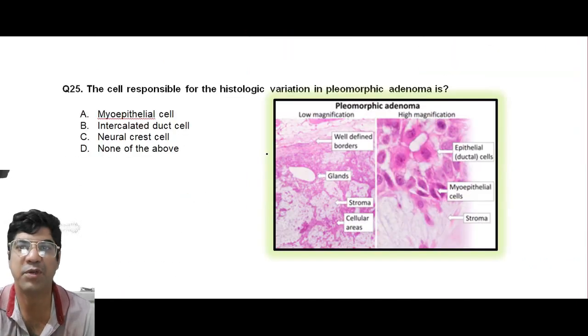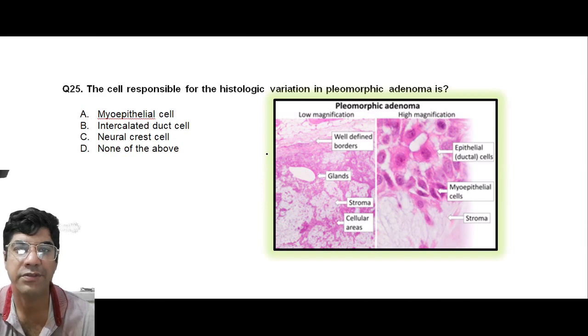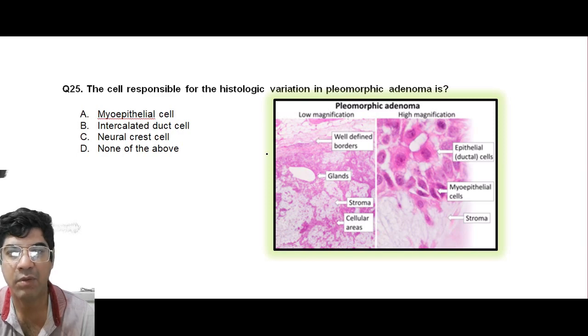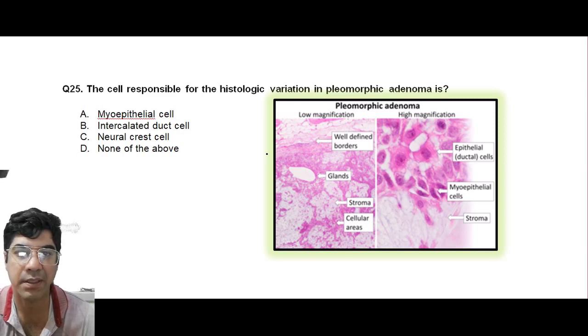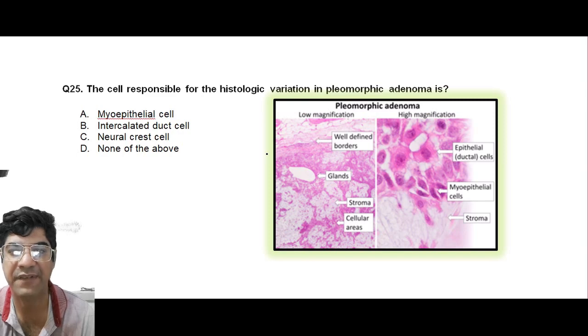The cells responsible for histological variation in pleomorphic adenoma are the myoepithelial cells. Pleomorphic adenoma is a benign salivary gland tumor. The myoepithelial cells are responsible for the histological variation seen in the tumor. These cells can differentiate into various structures, including glassy stroma, cartilage, bone-like structures, and fibrous elements. So this variation is a characteristic feature of pleomorphic adenoma.